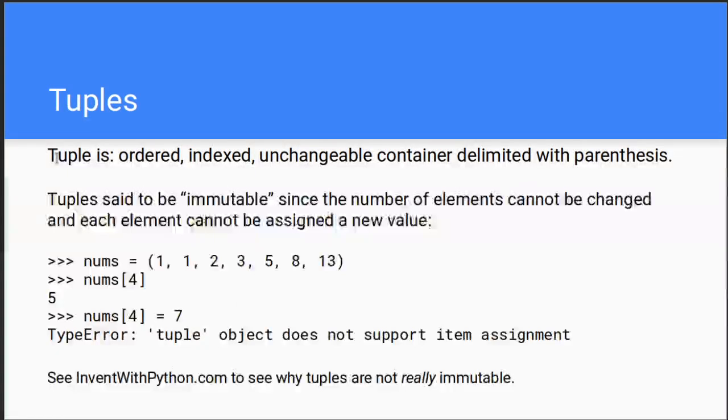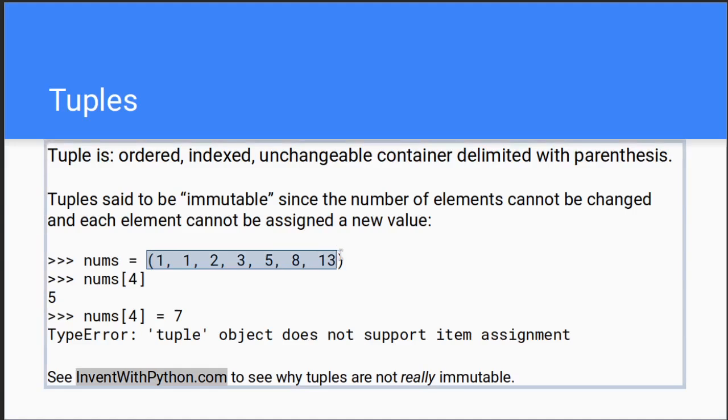Tuples. A tuple is an ordered, indexed, and unchangeable container delimited with parentheses. That's how you know it. It's just like a list, except instead of square brackets, it has parentheses. So tuples are said to be immutable, but if you want to see why they're immutable until they're mutable, you can read this inventwithpython.com blog post from 2018.